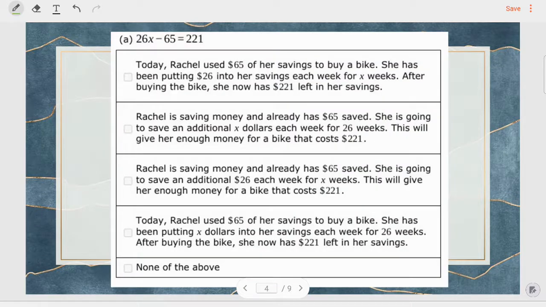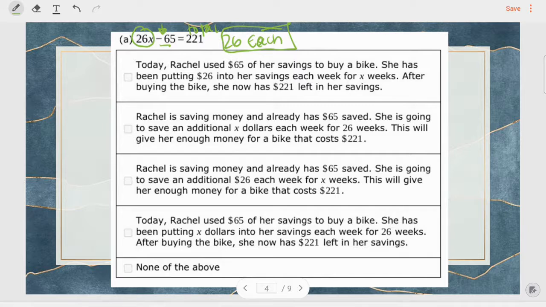On this problem, we're going to work in reverse. We're going to start with the equation, and we are going to end with a story. So when I look at this equation, 26x means something's happening repeatedly 26 times. Or I'm going to see the number 26 and the word each tied together. Okay, I'm looking for that 26 and each tied together. And then it says minus 65, so that's a key feature. Something's going down by 65, and then it equals a total of 221. So let's practice this.